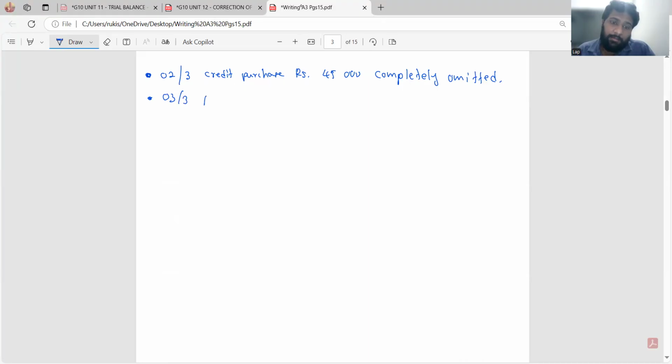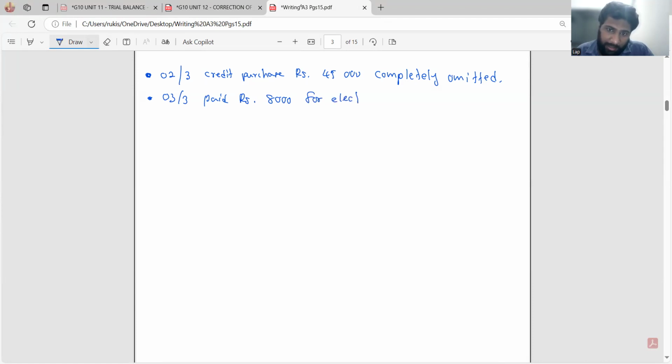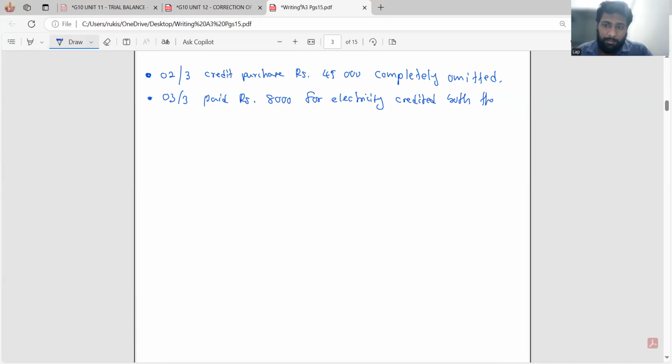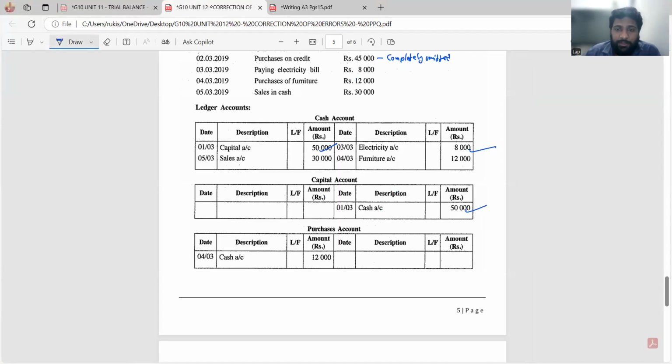Paid rupees 8,000 for electricity, but credited both the accounts. You paid rupees 8,000 for electricity, but you credited both the accounts. Next step, that is also done.